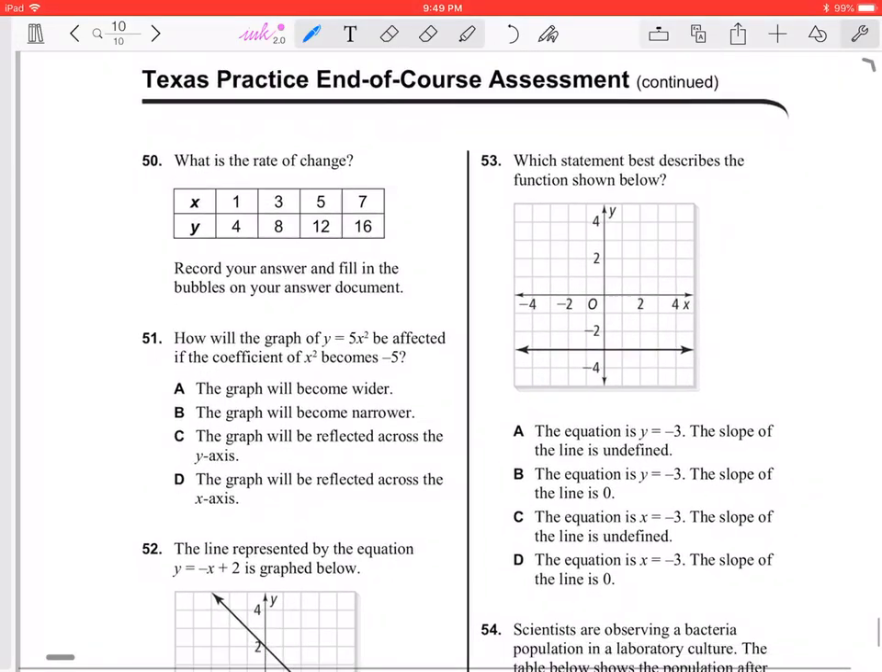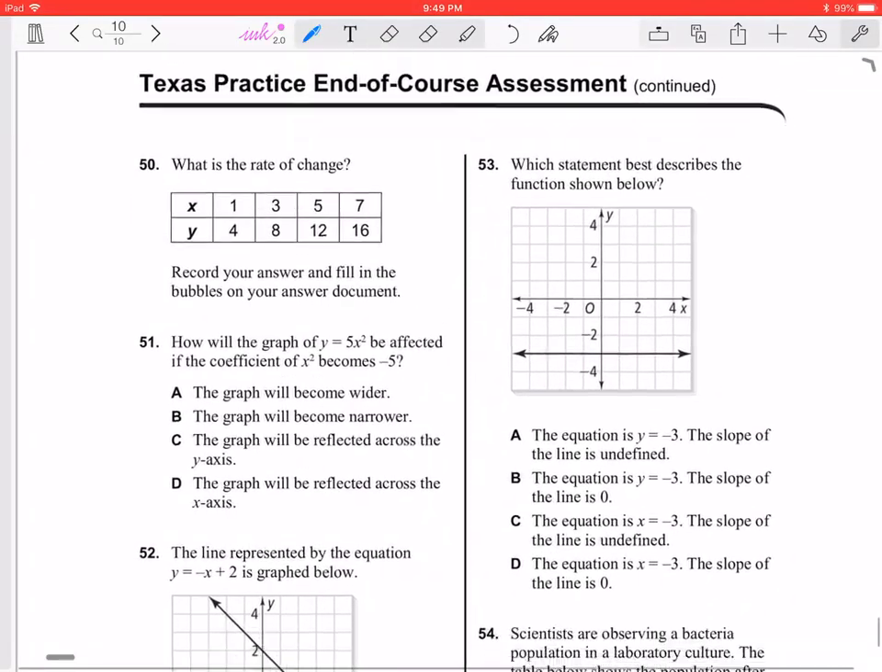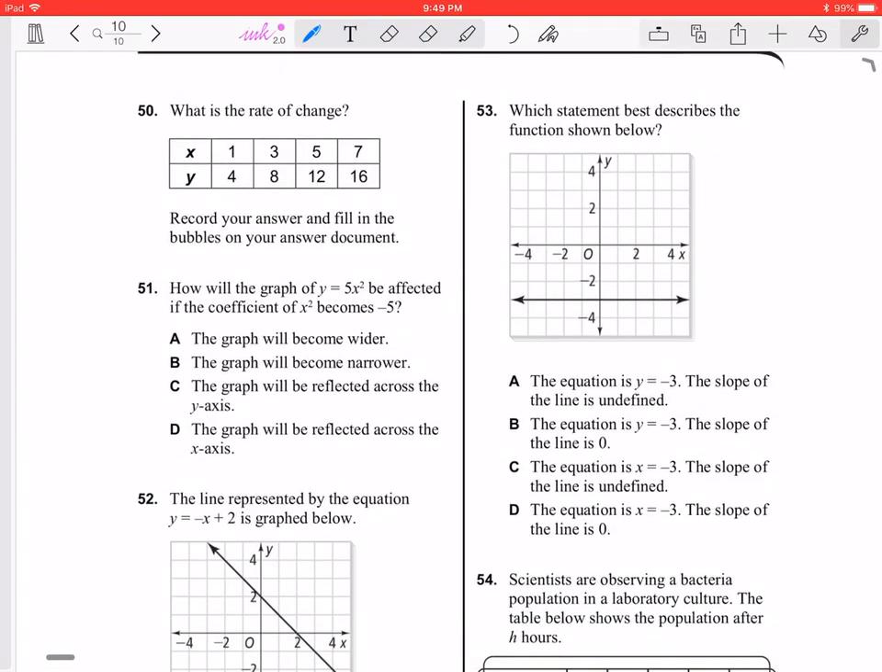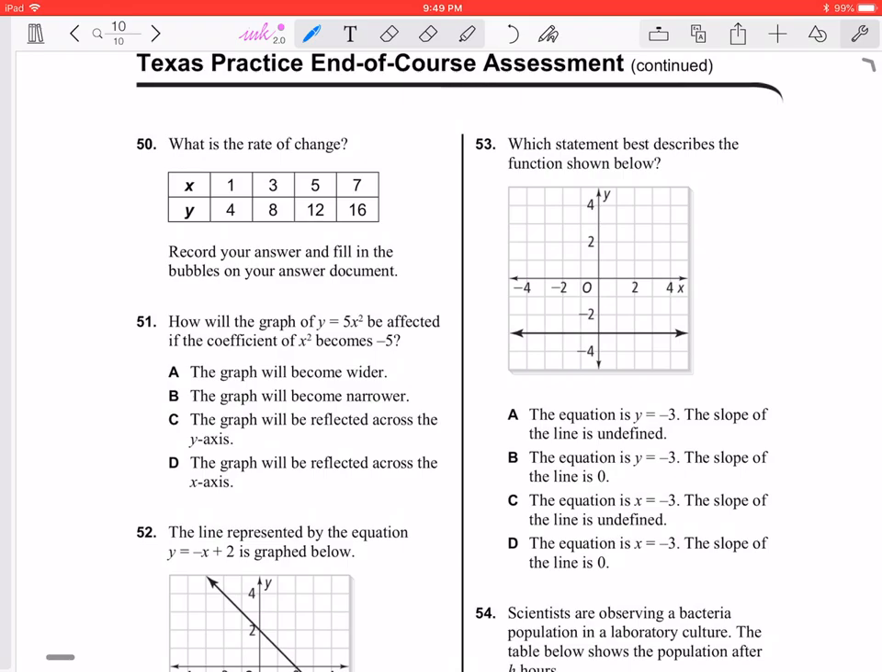All right, welcome to the last page of the practice common assessment. On question number 50, it says, what is the rate of change? Record your answer and fill in the bubbles on your answer sheet. Well, of course, you don't have one, but you know what I mean.